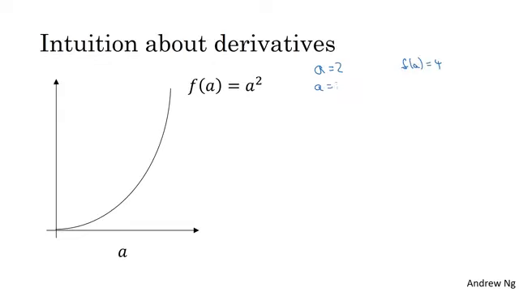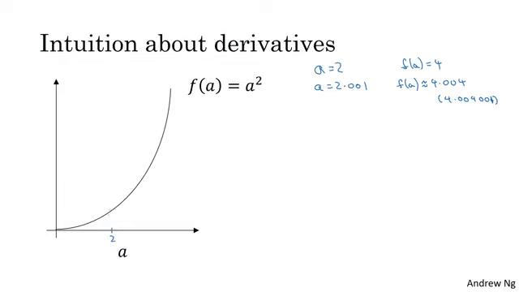Let's nudge a slightly to the right. So now a is equal to 2.001. f of a, which is a squared, is going to be approximately 4.004. It turns out that the exact value, if you pull out a calculator and figure this out, is actually 4.004001. But I'm just going to say 4.004 is close enough. So what this means is that when a is equal to 2, let's plot that here.